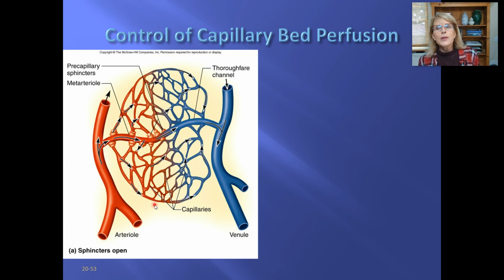So, control of capillary bed perfusion. We're going to be talking about the way the watery part of the blood is going to leave the capillary at the beginning, splash across all this yellow stuff here, and jump back in at the end. But before we do talk about that, let's talk about the control of capillary bed perfusion.